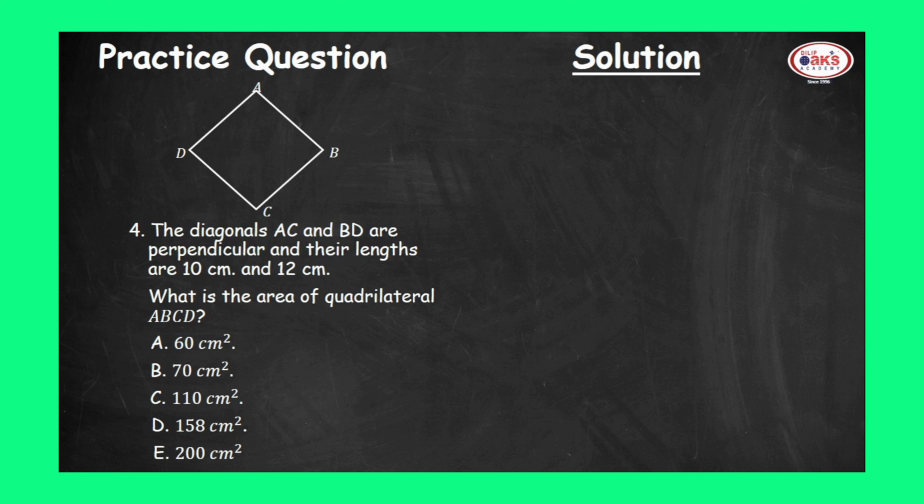Mind well, they have not mentioned the type of quadrilateral. They have only said that the diagonals of this quadrilateral are perpendicular. Question is, what is the area of this quadrilateral ABCD?